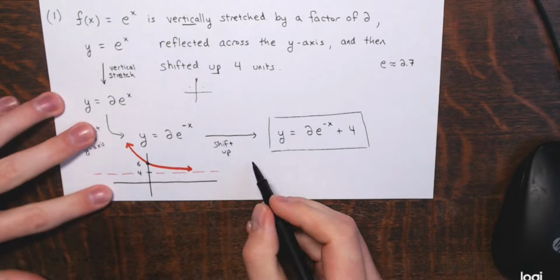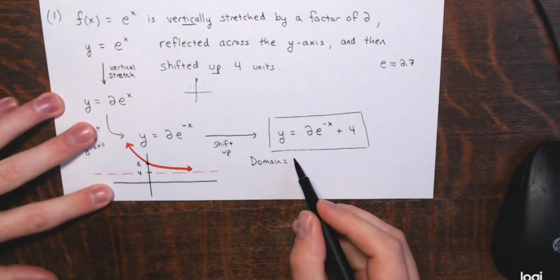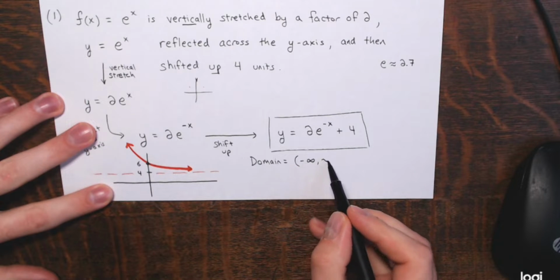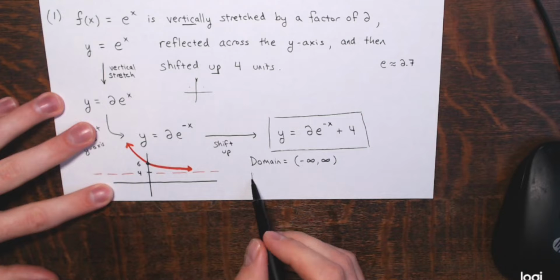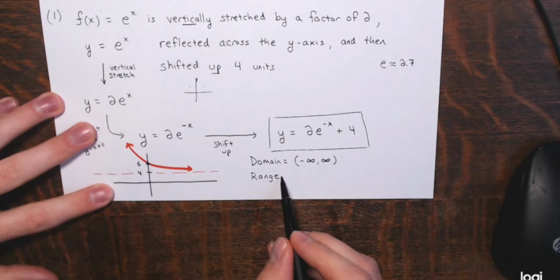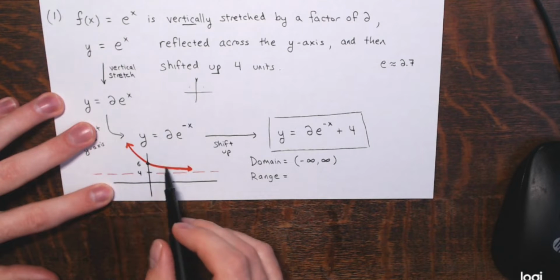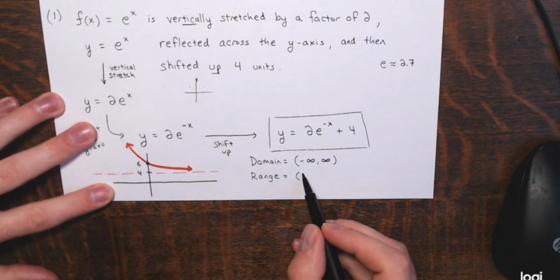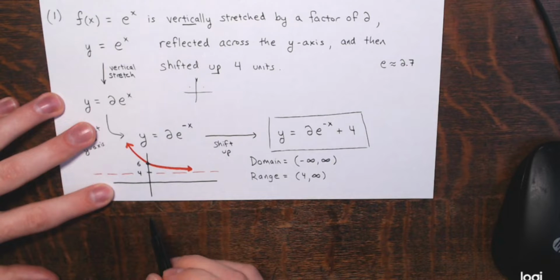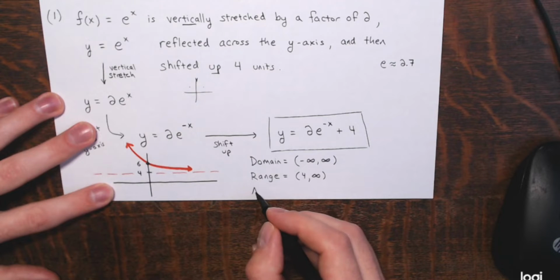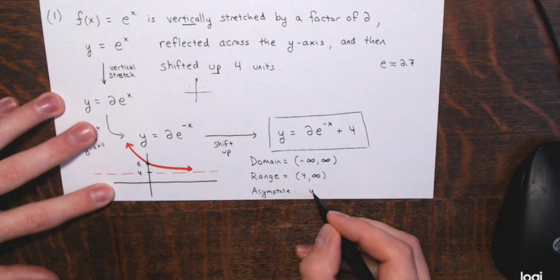So the domain, I said it already, but the domain for any exponential function is all real numbers. Everything from negative infinity to infinity can be plugged in for x here. It's the range that got changed. Everything got bumped up 4, so instead of the range being all positive numbers, the range is now all numbers greater than 4. So from 4 to infinity, not including 4 though. The graph does not touch y equals 4, and that's the asymptote. The horizontal asymptote is now the line y equals 4.